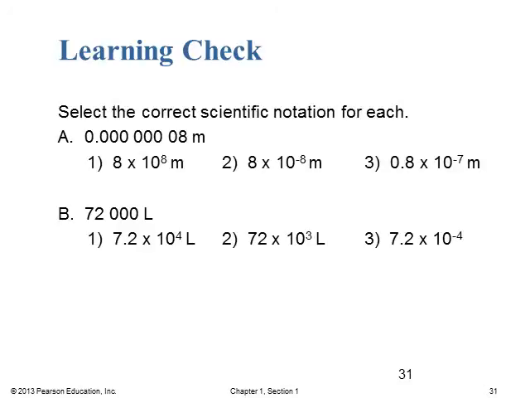Then again, in that discussion of our coefficient, in choice 1, we have a coefficient that is indeed between the values of 1 and 10. But in choice 2, we have a number that's much larger than 10. And so we should not be reporting 72 as a coefficient in scientific notation. And so we should select choice 1.